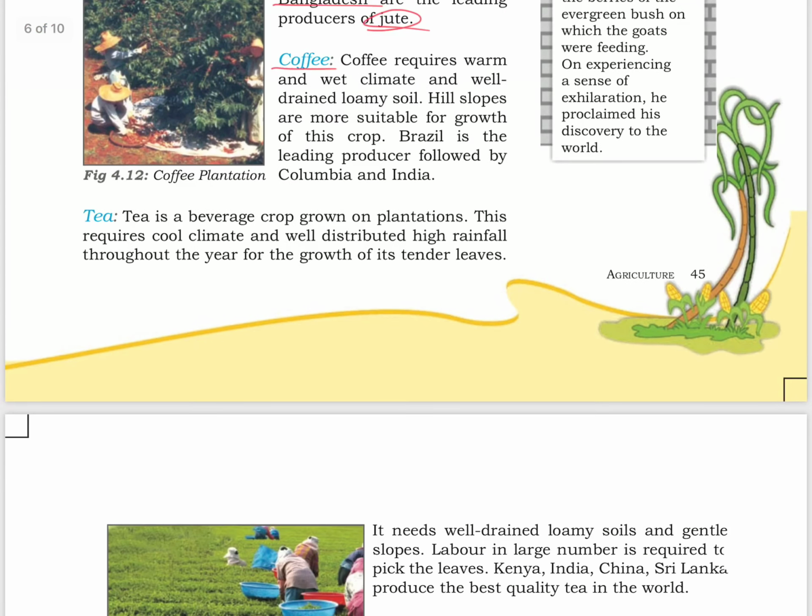Next we have coffee. Coffee requires warm and wet climate and well-drained loamy soil. Hill slopes are more suitable for the growth of this crop. Brazil is the leading producer, followed by Colombia and India.